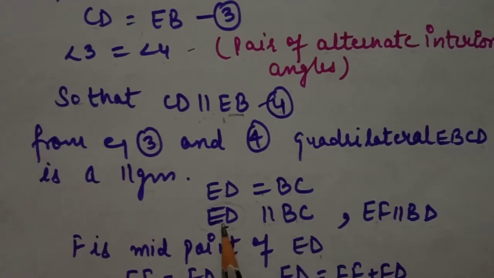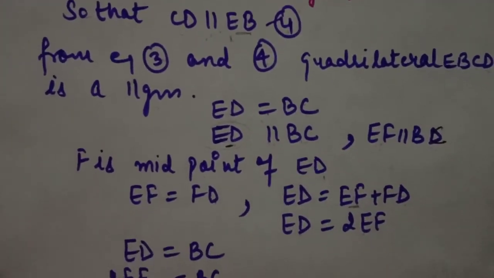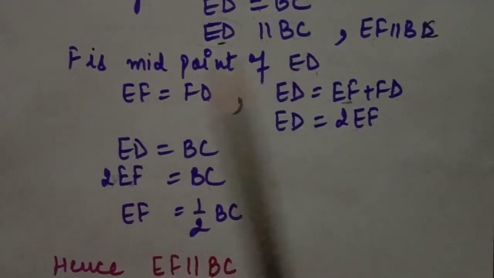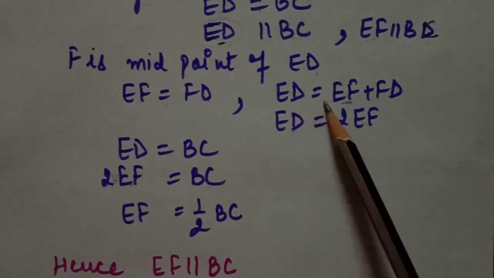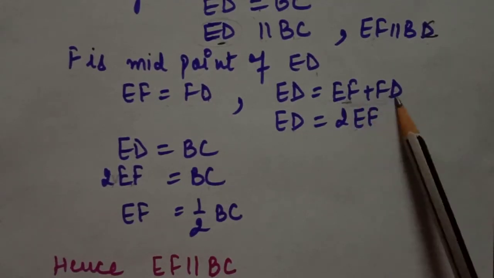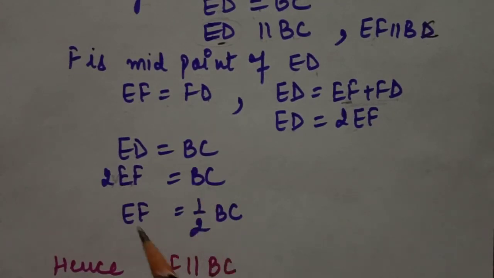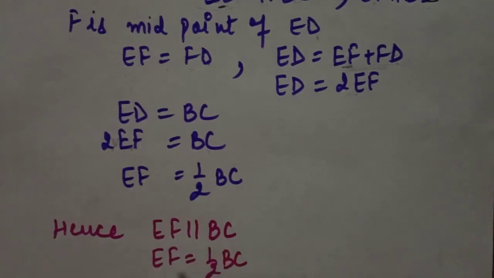If ED is parallel to BC, then the part of ED, EF, is also parallel to BC. So students, F is the midpoint of ED, so EF is equal to FD. ED is equal to EF plus FD. Two parts, we can replace with any one, so I replace FD with EF. So it is double of EF. ED is equal to BC, so double of EF is equal to BC. EF is equal to half of BC. Hence the result is EF is parallel to BC and EF is equal to half of BC. So students, this is your midpoint theorem.